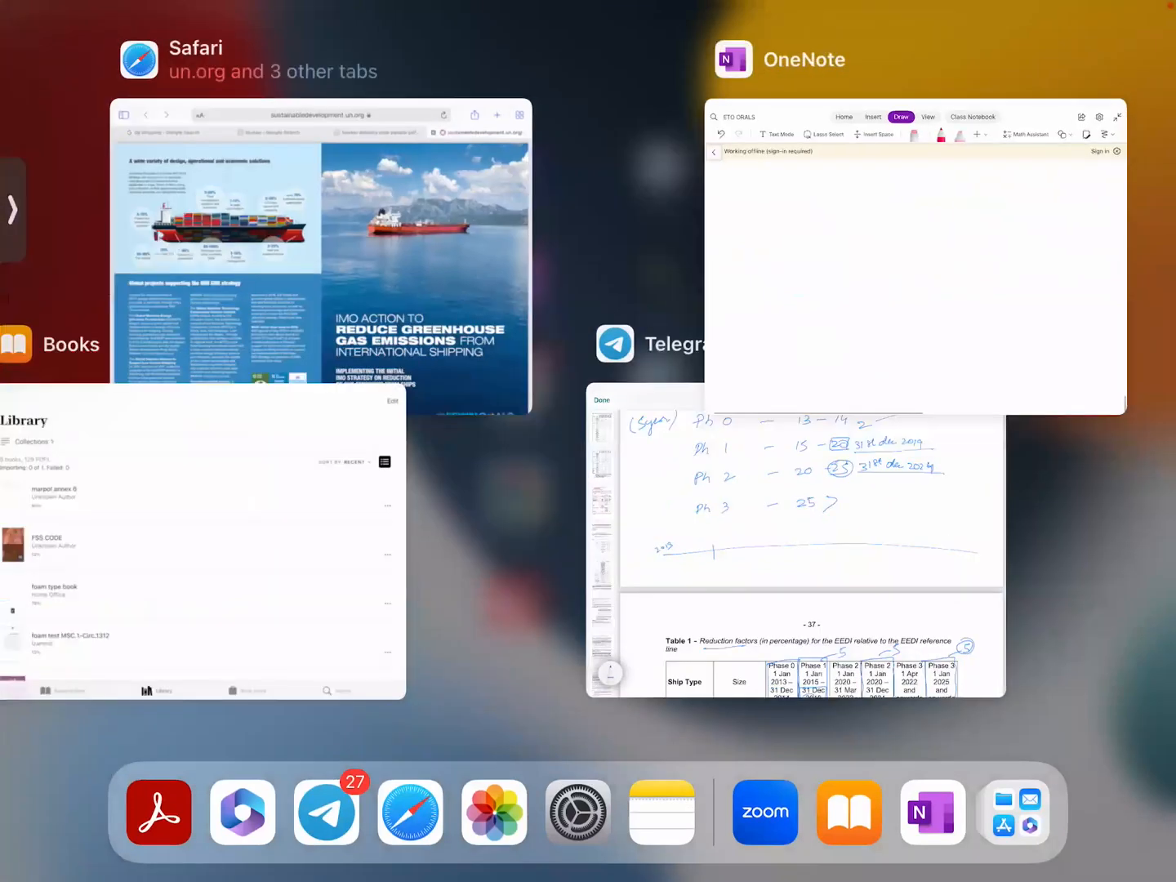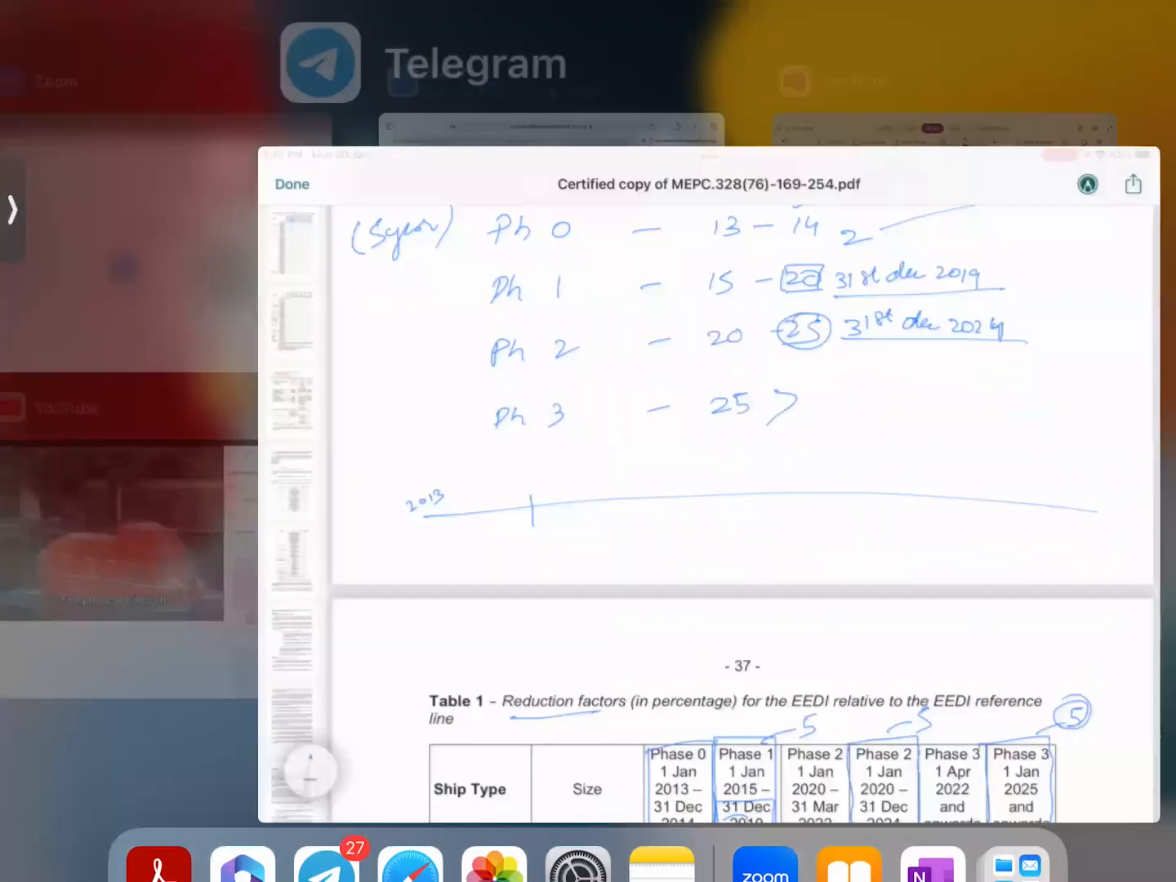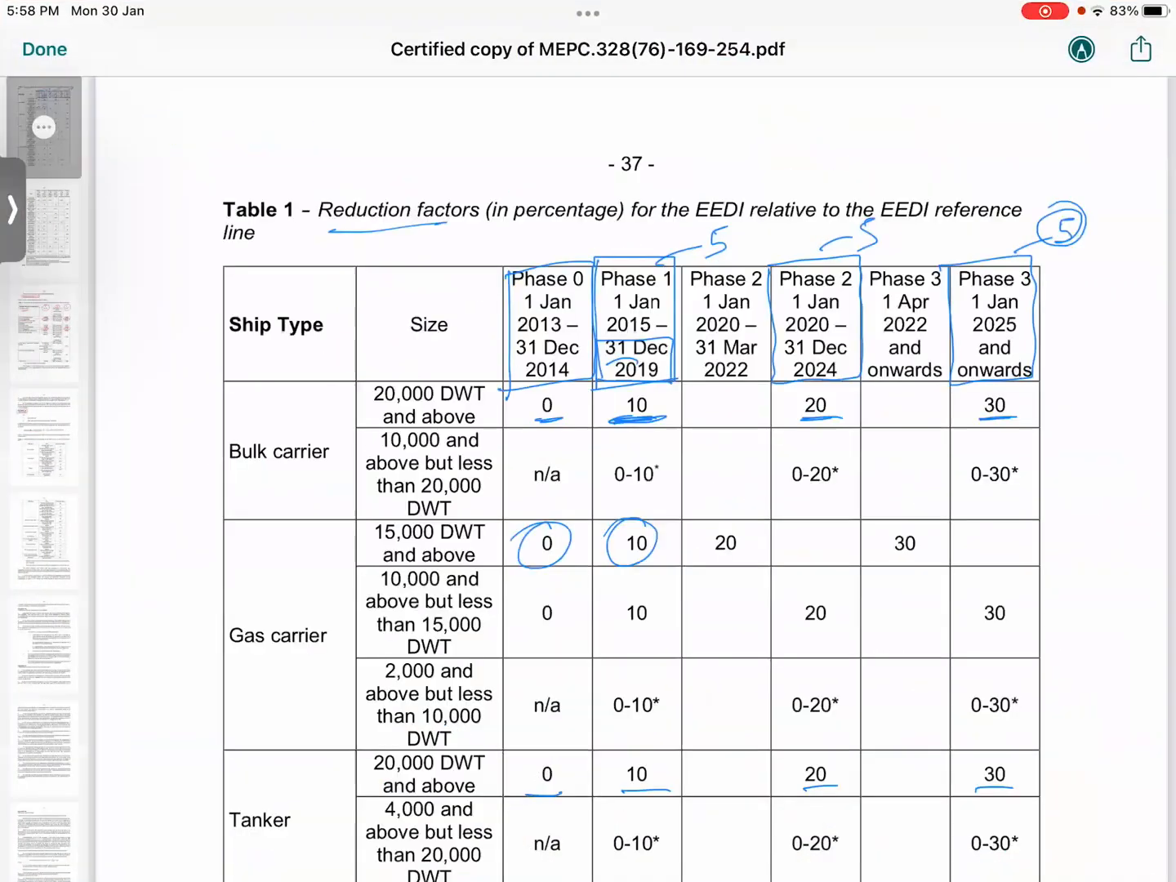Suppose I built my vessel in 2017, then I'll comply with 10, right? If I build my vessel in 2022, today, then I need a 20% reduction from the reference line, right? Understood until here, guys? Yes, sir. Is it clear? If something was not clear, please let me know. I'll repeat it. Anybody who didn't understand any part, tell me.